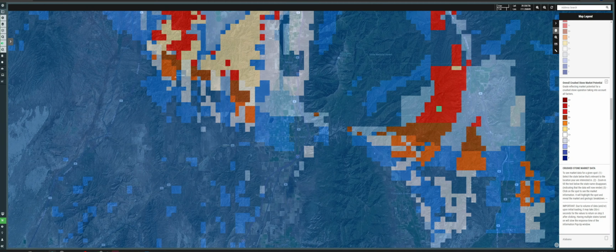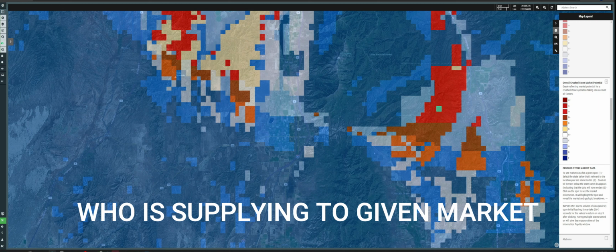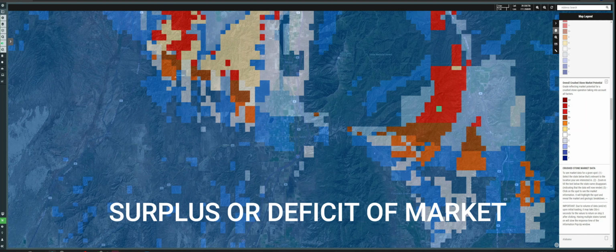Some of the information we tie into this is things like, what does the relative market look like that pertains to a particular point? And it takes into account two things: the relative demand based off of the population that we believe is tied to the given market of that given point, and who are likely supplying to that given market and how much. As a result, we're able to get a better understanding of what is the surplus or deficit of that given market.